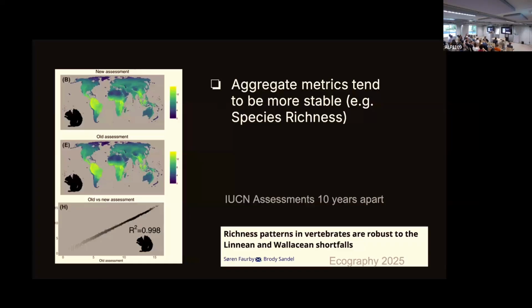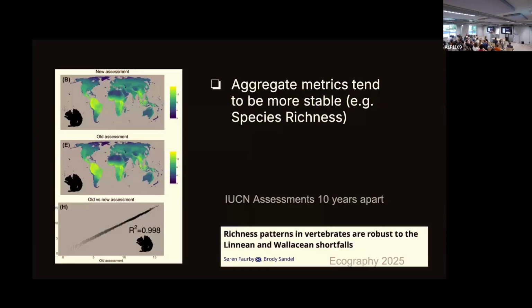One of the reasons that these SDMs tend to work well for this is because they're aggregate metrics, and aggregate metrics, if there isn't bias, that's a separate thing, which I'll talk about later, they tend to be really stable. So you don't actually know. This is an example of a paper that was published last year where they did an assessment. So this is at-risk species, but they basically said, what's the richness of at-risk species around the world? And then they took an IUCN assessment from 10 years ago, redid it, and it turns out the patterns are exactly the same.